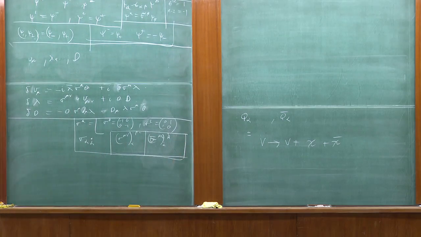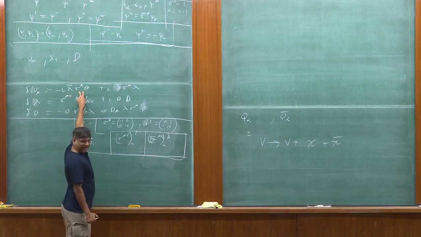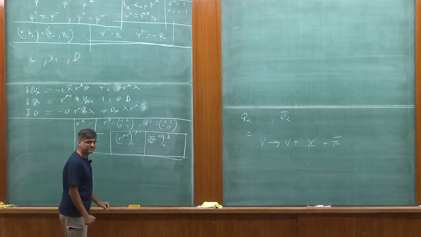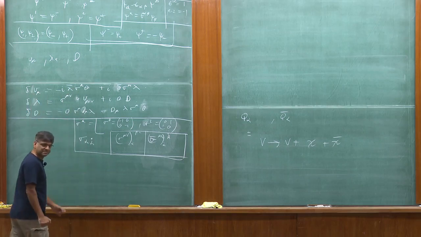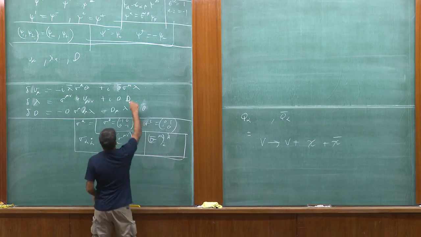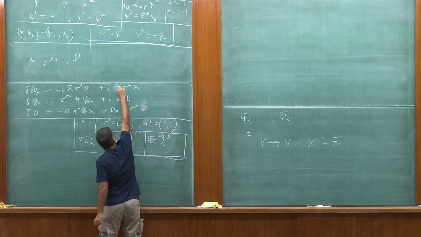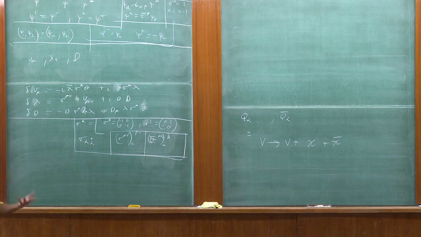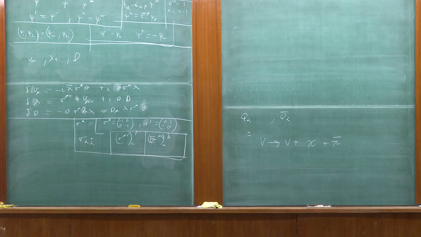Now let's just check that we've got all our index structure okay. Sigma mu has one dotted and one undotted index, and that's good because it contracts with one undotted and one dotted. It has a mu index here, and that's good because it's there. Similarly, this guy here has one dotted, one undotted index, contracts with a dotted and an undotted index. Theta and theta bar were the parameters of the supersymmetry transformation. This you remember.